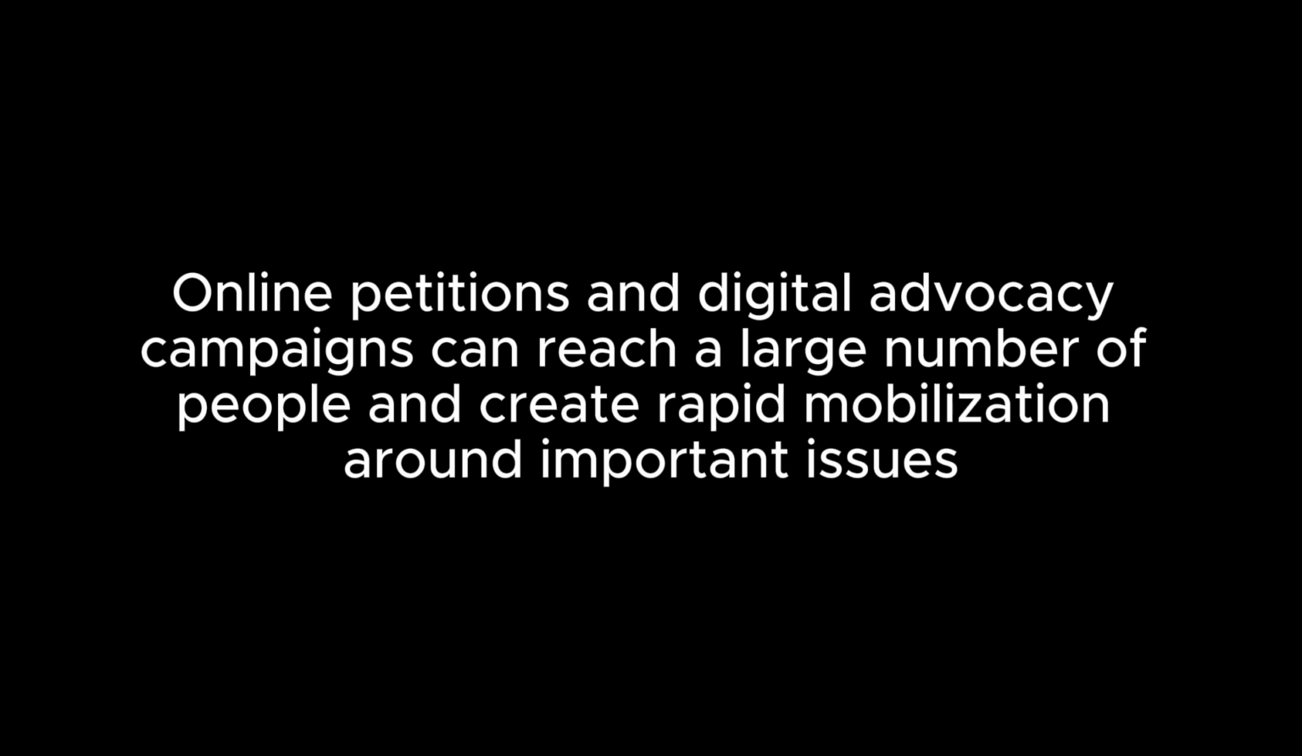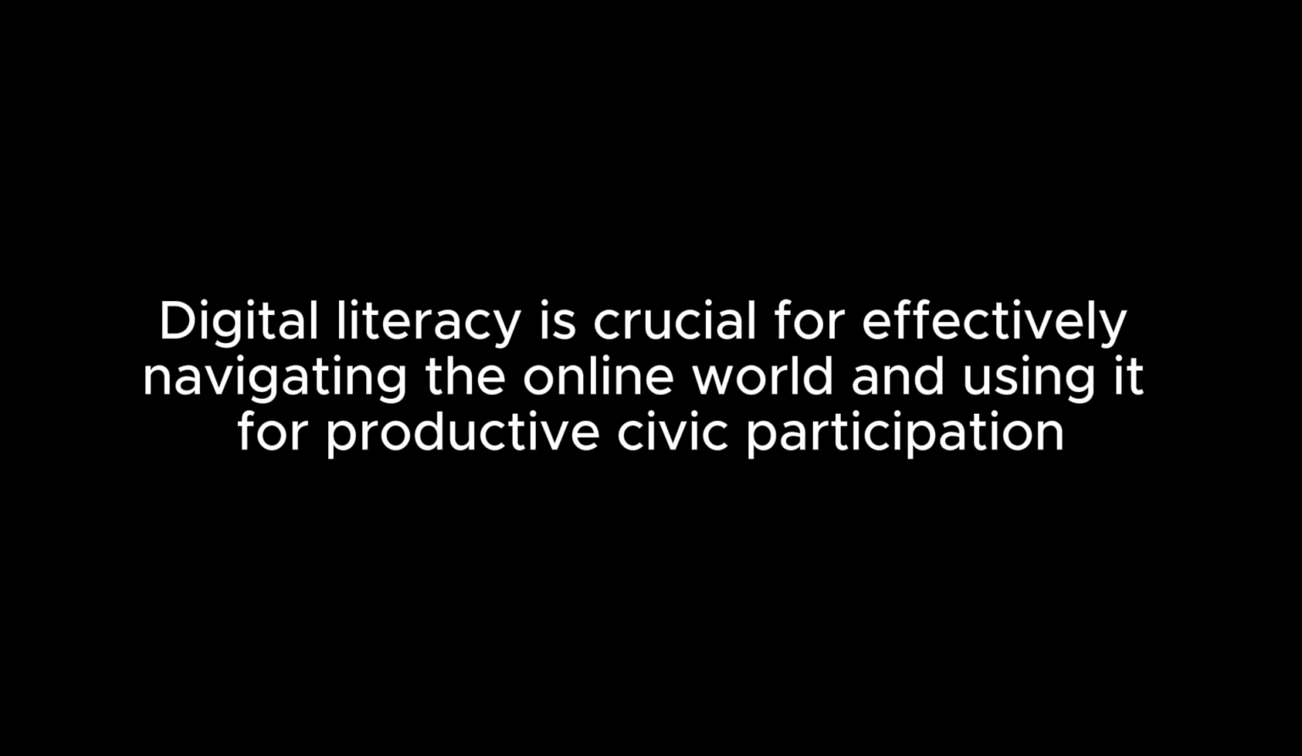important issues. However, it's important to be aware of potential pitfalls of online engagement, including the spread of misinformation and online harassment. Digital literacy is crucial for effectively navigating the online world and using it for productive civic participation.